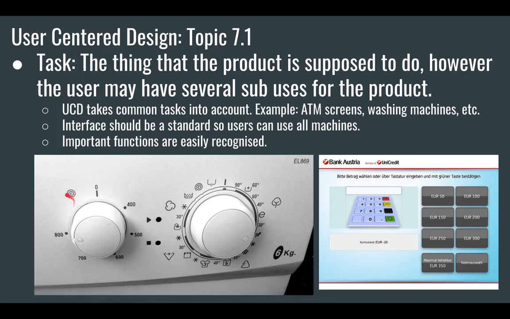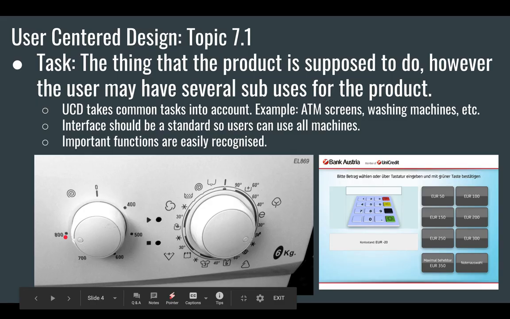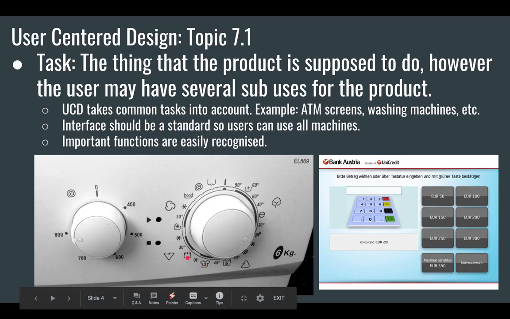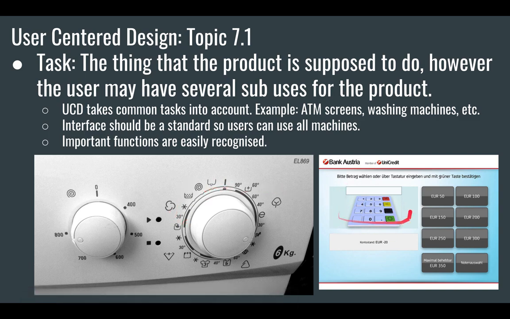I do understand this. This is your spin cycle. And so on the spin cycle, I can choose to have 400 revolutions per minute or 500, 600, 700, 800 revolutions per minute. So that I understand. But the rest of these symbols are kind of confusing to me. What is this one? What is that one? I don't understand them. So this is not intuitive like an ATM machine.